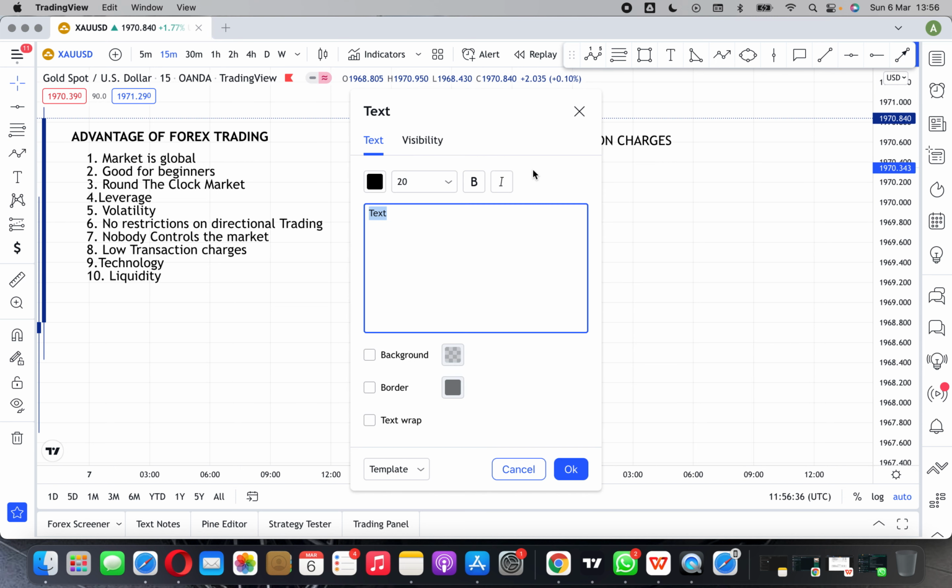Let me type it here. Some don't know the meaning of spread. The spread is measured in pips or points or percentage, and it is the difference between the ask price and the bid price. I'd like to type it out for you.